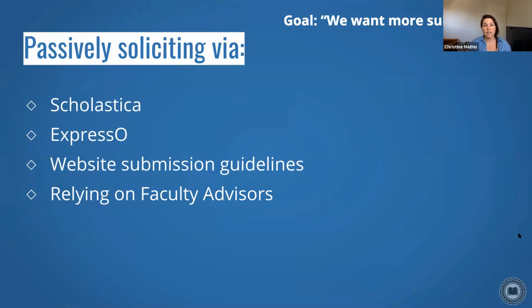So, ways to passively solicit articles. There's a couple ways that you solicit articles, passively and actively. Passive solicitation comes in the form of applications like Scholastica and Espresso, where authors are just submitting through a platform. Perhaps it's just your basic website information with your submission guidelines, or relying on faculty advisors to talk to their colleagues, to ask them to submit, or perhaps to submit their work on their own.